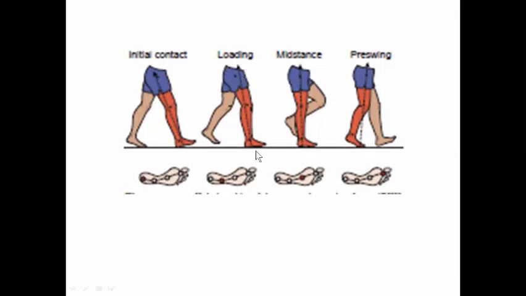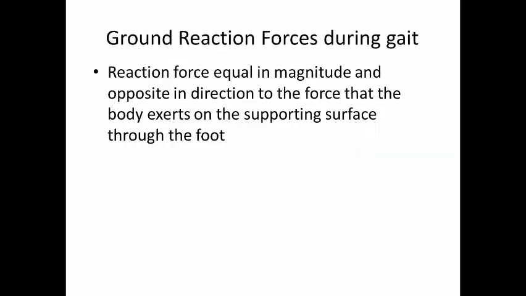In the loading phase, the ground reaction force is applied proximal to the heel, whereas in the mid-stance phase, the ground reaction force is provided proximal to the middle of the foot. In the pre-swing phase, the line of gravity shows it is placed in the forefoot and the ground reaction force is provided over the head of the first metatarsal.